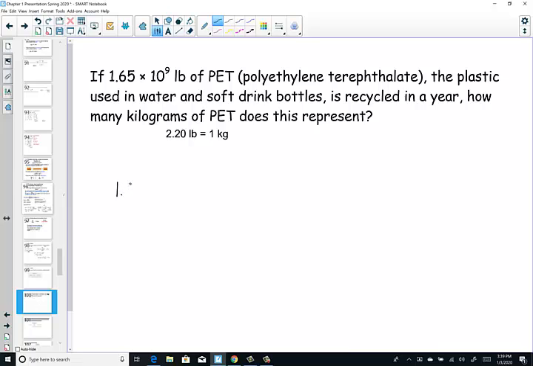Step 1, write the number and unit that you were given. We were given 1.65 times 10 to the 9th pounds. Step 2, set up a conversion factor where you think about what unit you want over what unit you were given. We were given the unit pounds. We want the unit kilogram. We know that 1 kilogram is the same as saying 2.20 pounds. Our pounds cancel and we have it.